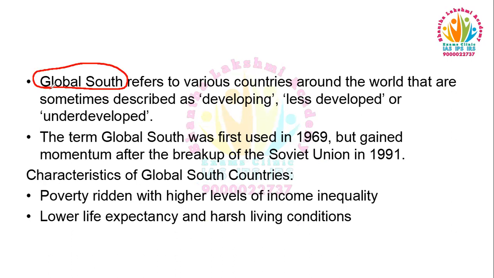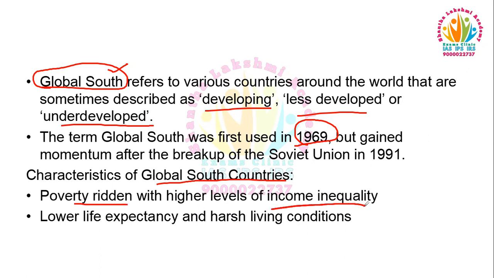The Global South refers to countries around the world such as developing, less developed and underdeveloped countries. So the Global South is used to describe those countries which are at a developing, less developed and underdeveloped stage. This term was first used in 1969. What are the characteristics of Global South countries? Those countries which are poverty ridden, with higher levels of income inequality, lower life expectancy and harsh living conditions are the characteristics of Global South countries.